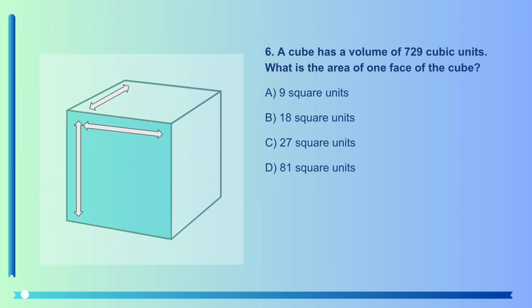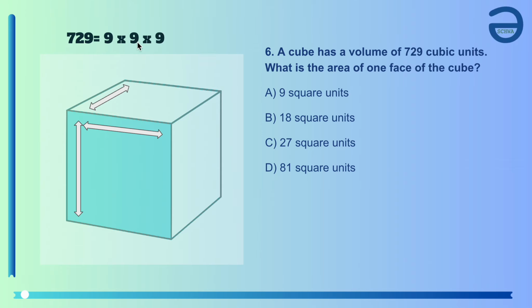So a cube has a volume of 729 cubic units. What's the area of one face of the cube? Is it 9, 18, 27, or 81? Now, 729 is a really cool number. Since we have cubic units and every volume is expressed in cubic units, we need to see whether this number is a perfect cube. So let's see.